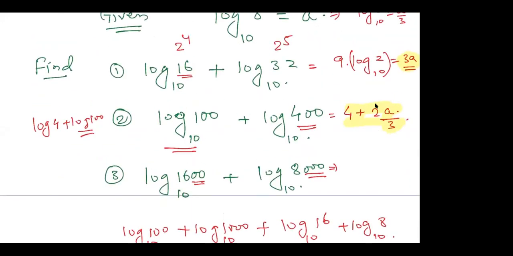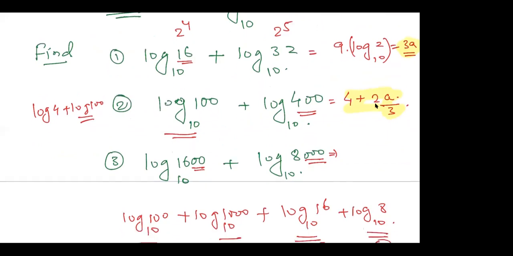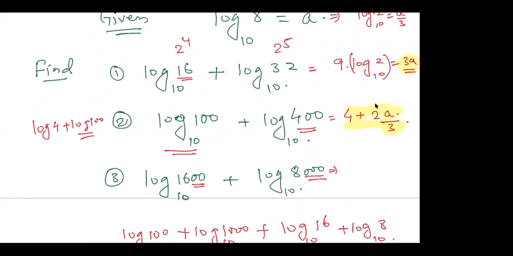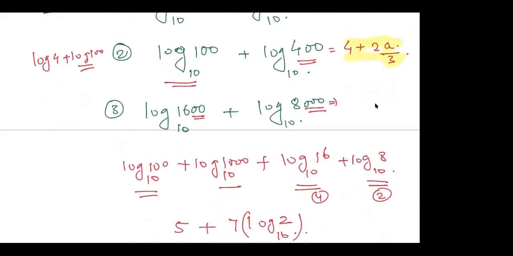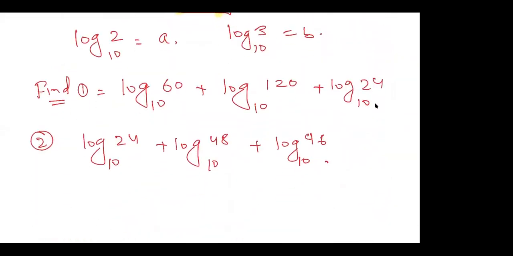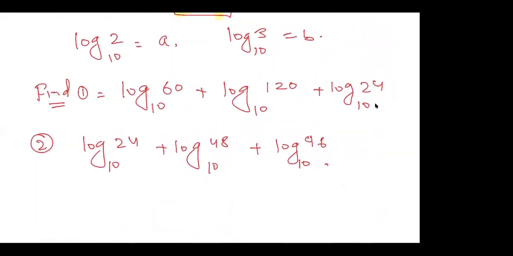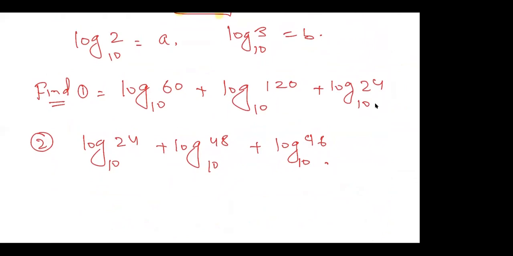Log 16 is 2 to the power 4, 32 is 2 to the power 5. 5 plus 4 is 9 log 2, and log 2 is a by 3. Okay. Now, do this one.